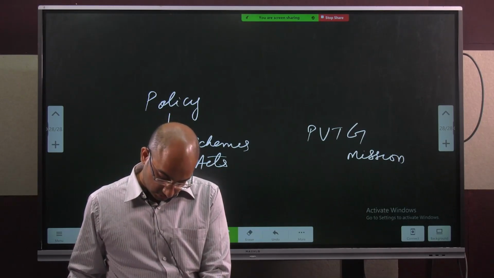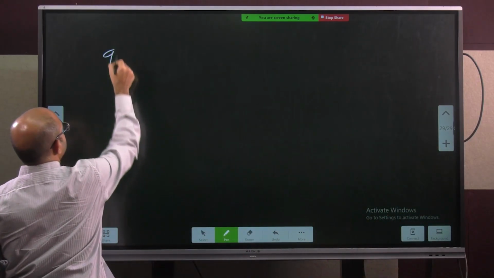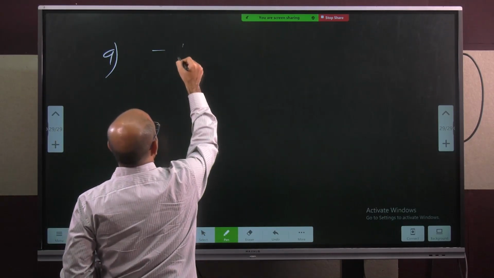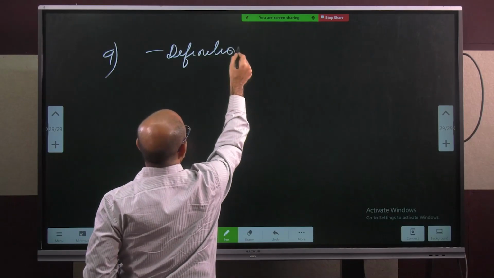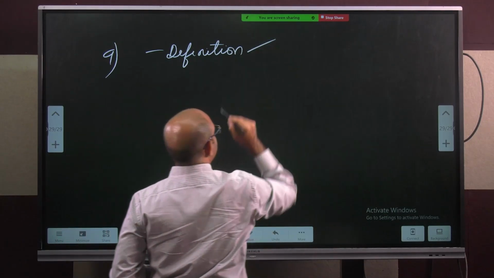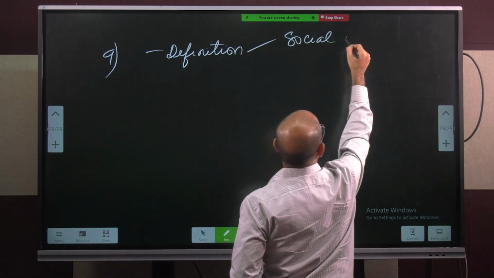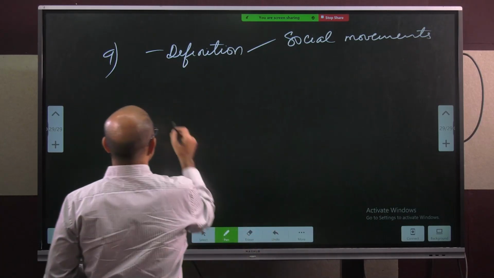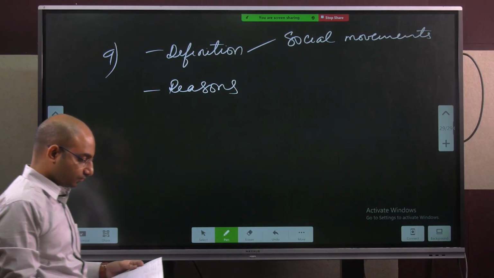The next question deals with the nature of tribal movements with suitable examples. Here, first discuss what a tribal movement is. Discuss the definition of tribal movement, and discuss how they are part of wider social movements, and list the reasons for these movements. What are the reasons for tribal movements?